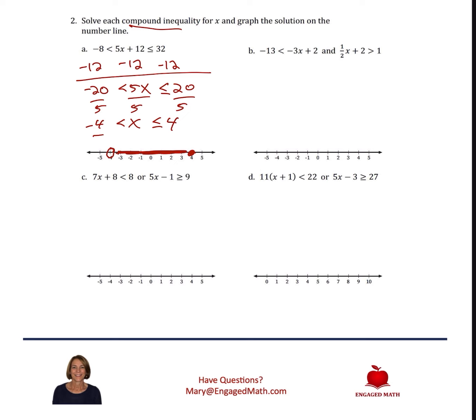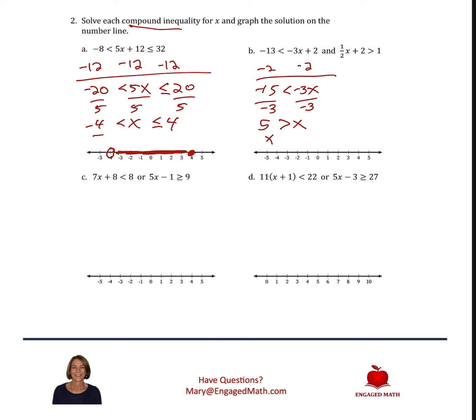All right, so this is also an and, so we're most likely going to shade in between two x values. So let's start here with subtracting 2 from both sides, and we simply get negative 15 is less than negative 3x. Divide both sides by negative 3. And on the left, we get 5. But don't forget that we divided by a negative, so we have to flip our less than, greater than sign. In this case, we get 5 is greater than x.